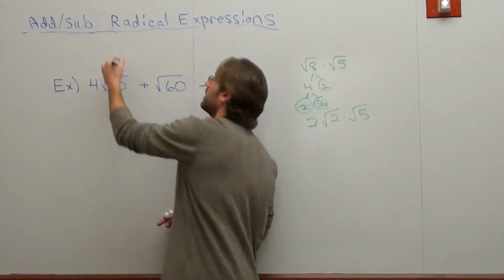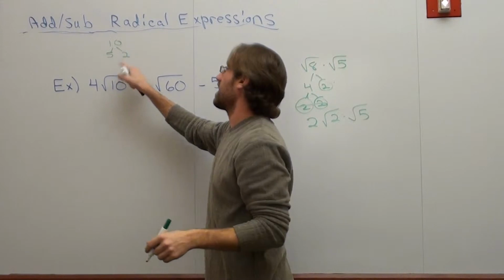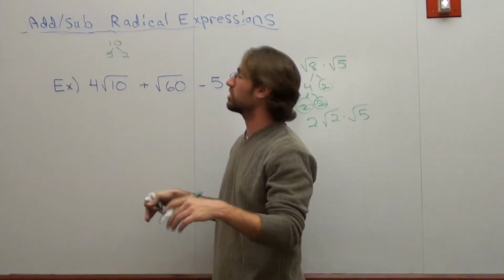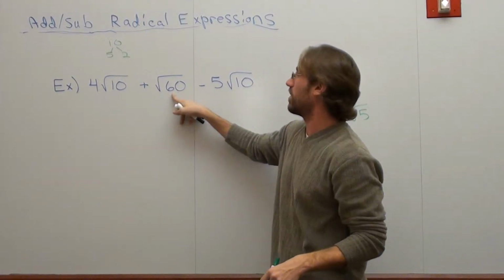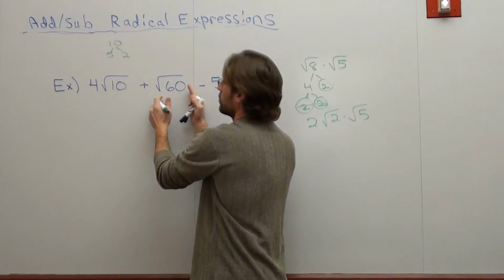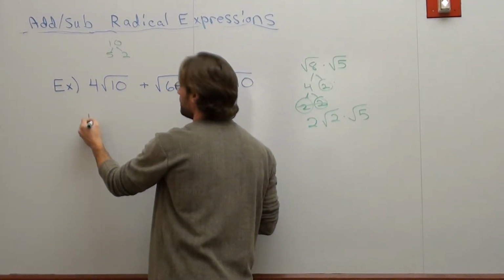So I look at 10, and 10 reduces into 5 and 2. Since they can't be split any further and nothing goes into it, I'm just going to leave it as radical 10. Now somebody's going to say, well, what happens if there's another radical 5 like right here? It's a different problem. You don't treat this one the same as you treat this one. So you don't do anything right now. So this is 4 radical 10.